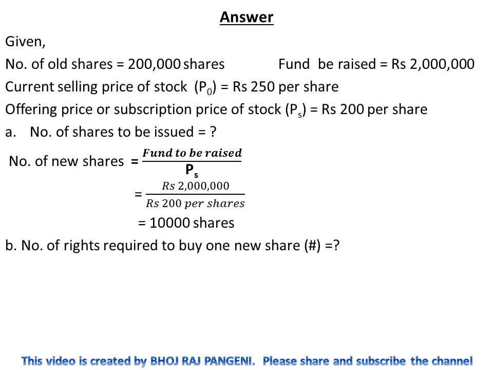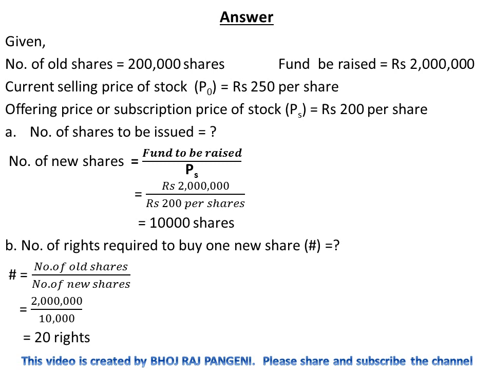Part B: number of rights required to buy one new share. N equals number of old shares divided by number of new shares. The number of new shares we already computed in part A. The number of old shares equals 200,000 and the number of new shares equals 10,000. Now we get 20 rights.